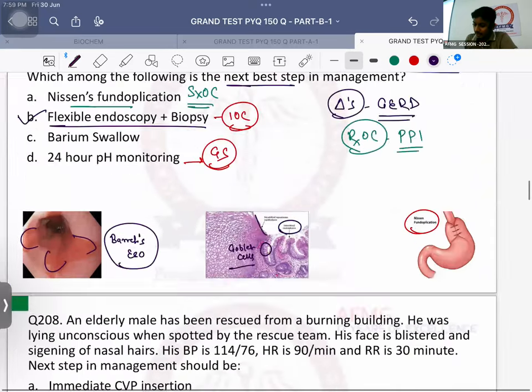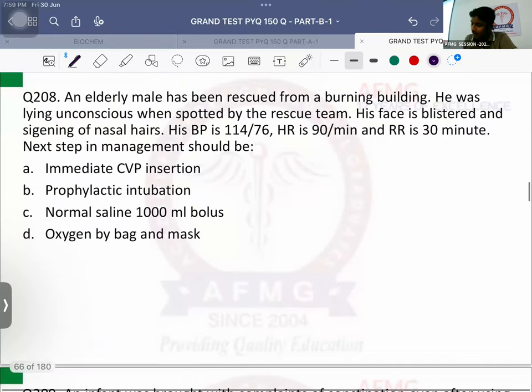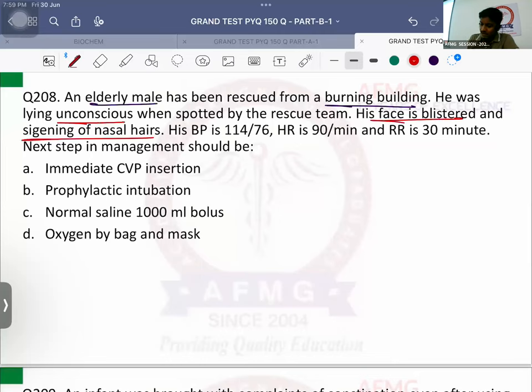Question number 208. An elderly male has been rescued from a burning building. He was lying unconscious when spotted by the rescue team. His face is blistered and there is singing of nasal hairs. Okay? His blood pressure is 114/76. Heart rate is 90 beats per minute. Respiratory rate is 30 per minute. That means he is having respiratory distress.